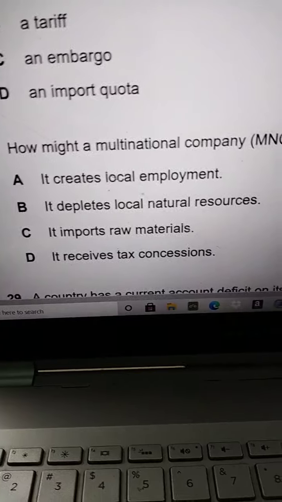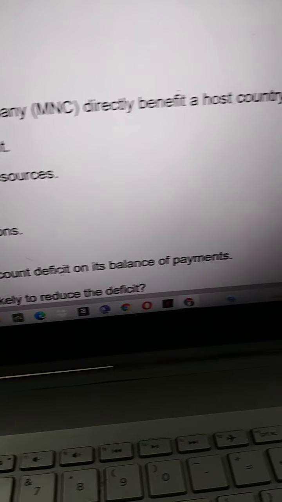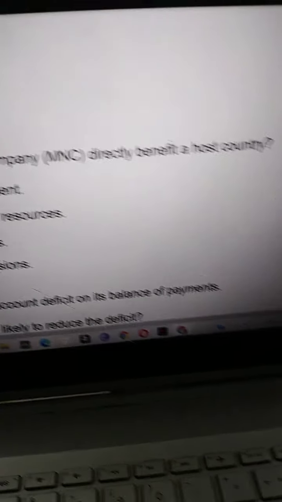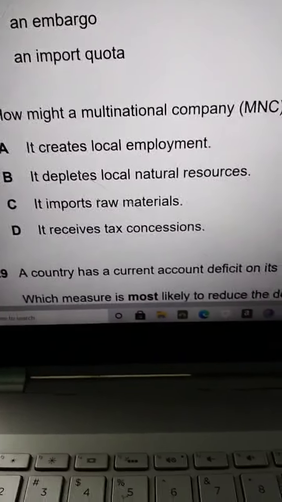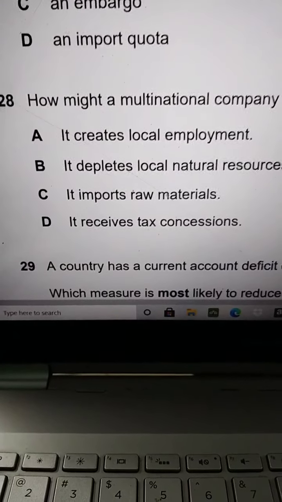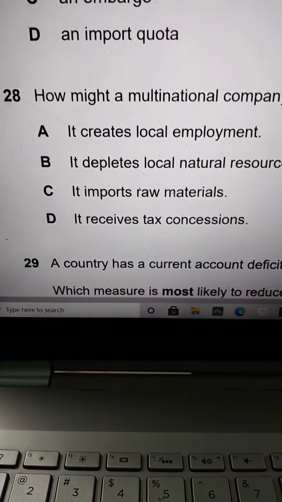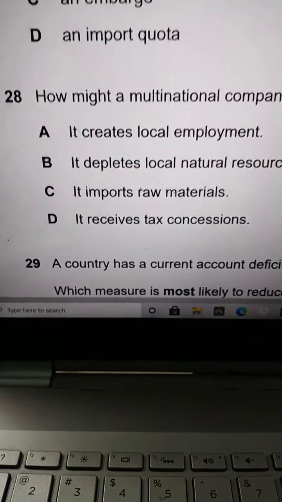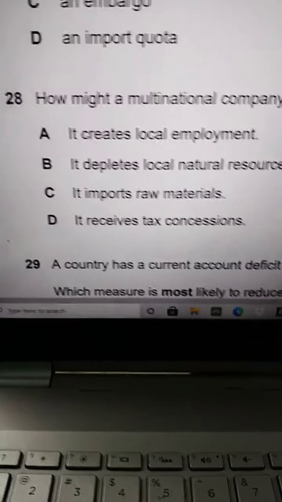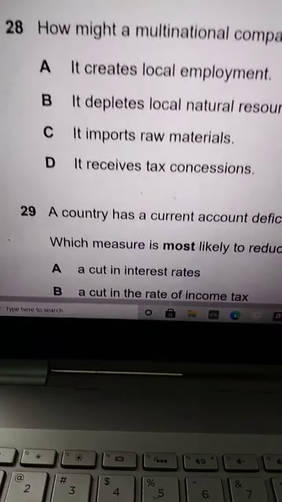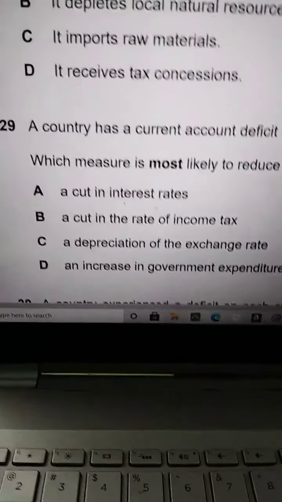How might a multinational company directly benefit a host country where it is going to set up operations? It creates local employment. A is the answer. Definitely that is a benefit to the country where they are operating. Multinationals, for example, coming to Pakistan, create a lot of employment opportunities. A is the answer. 28.